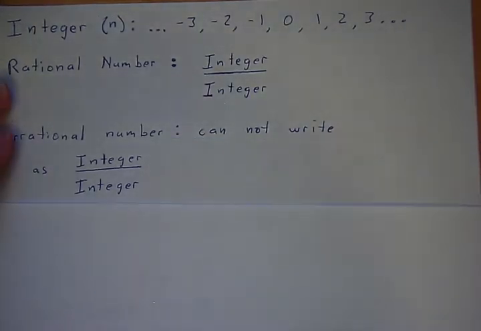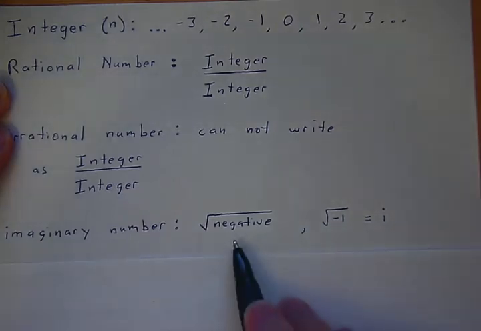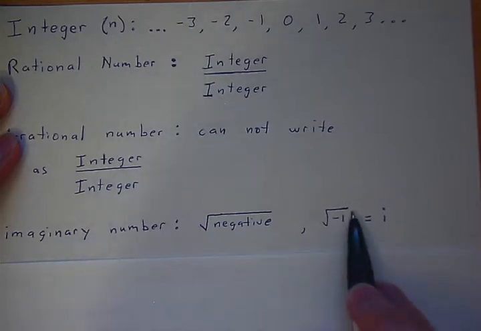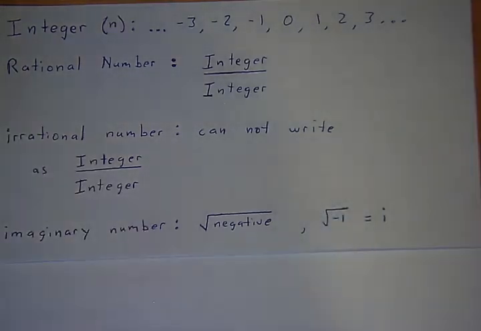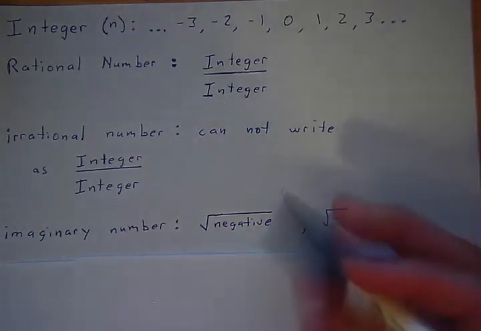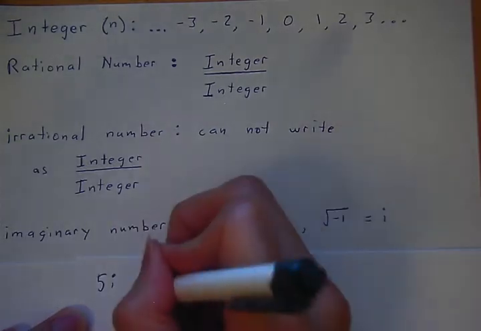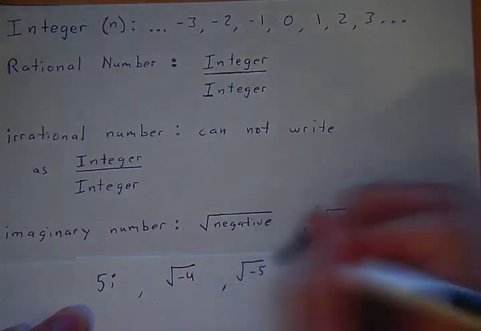Next word I want to go to is imaginary. Imaginary numbers are basically things that have the square root of a negative. For example, square root of -1 is an imaginary number. We write the symbol for square root of -1 as i. So if you ever see something that says 5i, that'd be an imaginary number. Or the square root of -4 is an imaginary number. Square root of -5, imaginary number.